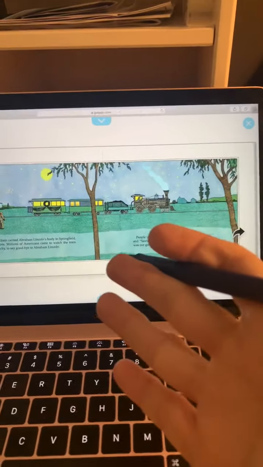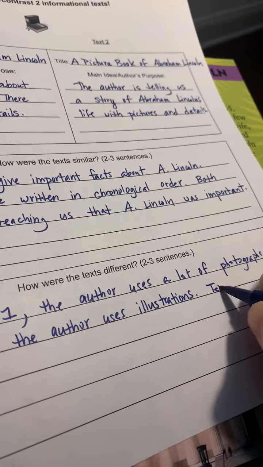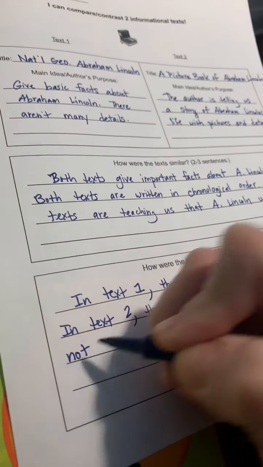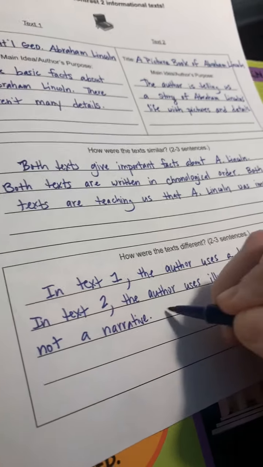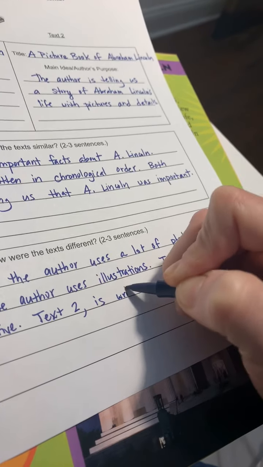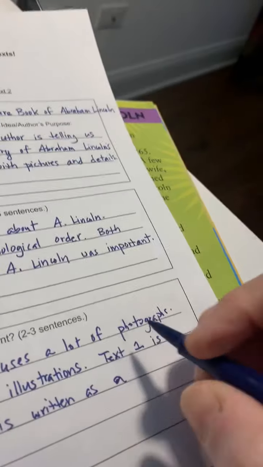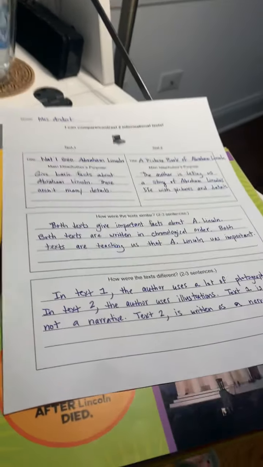Again, this is a narrative. This is a non-narrative. I'm going to write that. Text 1 is not a narrative. It's not told like a story. Text 2 is written as a narrative. Narrative means story, beginning to end, right? So those are just a couple of ideas.